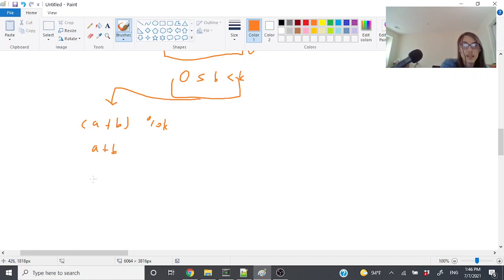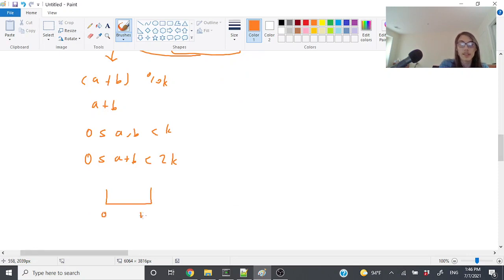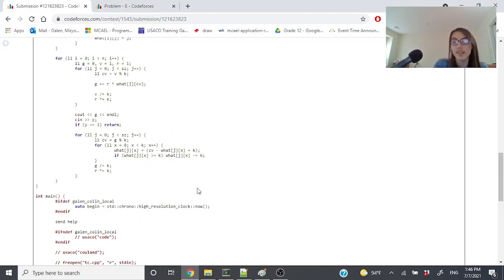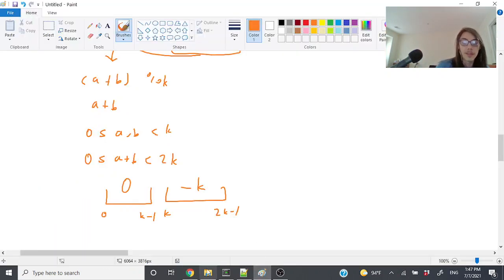Because a and b are between 0 and k, a plus b is between 0 and 2k minus 1. So either it's in 0 to k minus 1, in which case we don't have to do anything, or it's in k to 2k minus 1, in which case we subtract k. Either way that works. Basically, subtraction is a lot faster than modulo, so that's why we're doing this. It could be the constant factor that matters. Actually, it shouldn't be that bad, but I'm just saving time. It's just a little trick you can do for modulo problems.